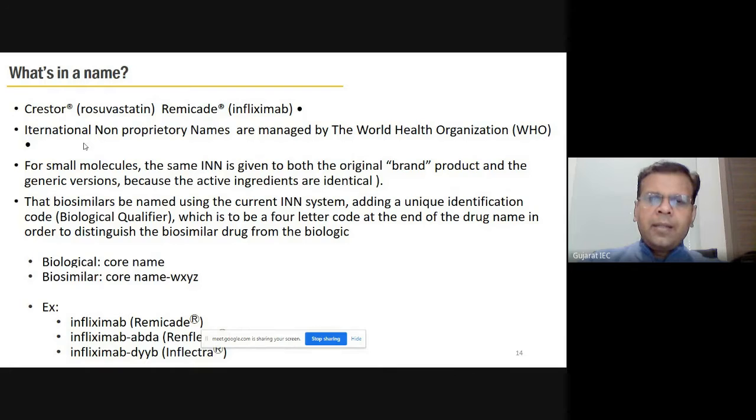Say if you have Remicade, it's Infliximab. But the different Infliximabs which are there, if they come from the first company, second company, third company, how will you differentiate the Infliximab? Because they are typically different, as we've seen. So there's a way to name them, based on the core biological name, that's Infliximab. Those are the code names. And then there are 4 letters, WXYZ, which would be given based on the company which is working on it.